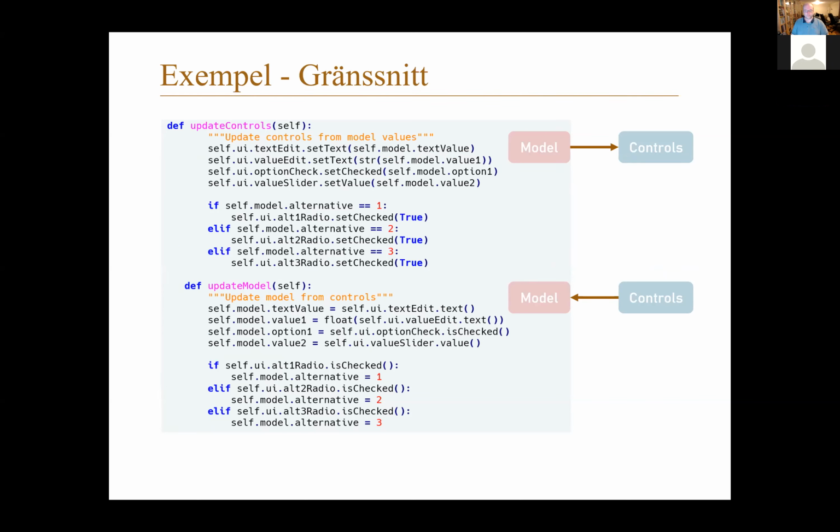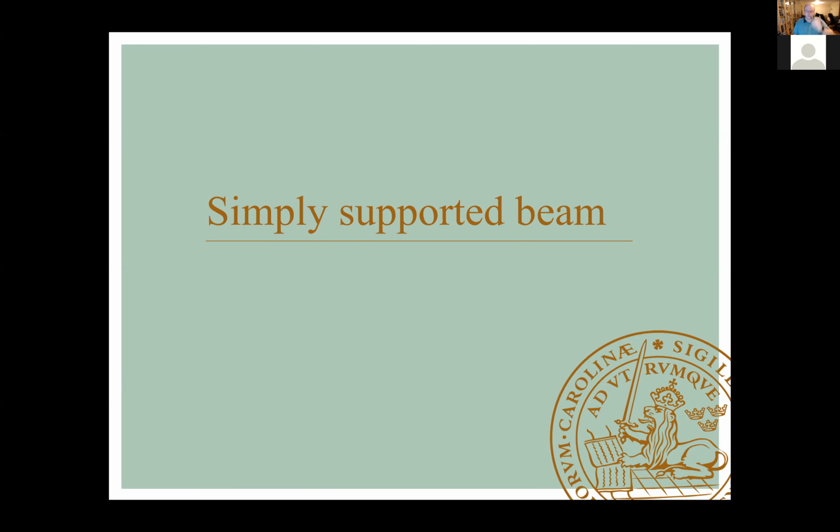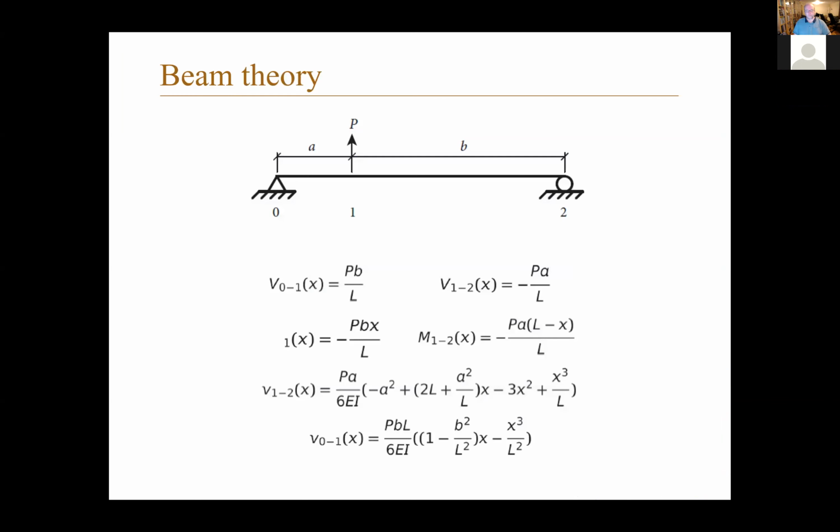And then I also have the other way around. So when the user is finished with updating the controls, pressing OK, for example, then we do the other way around. Then we assign our model properties or values from the controls. So from a single point in my user interface, I have two ways: one going to the controls and one from the controls to the model. To show this in a complete example, I created a simply supported beam example here, and you will get that code from me. It's already available on the web pages and Canvas. This is just a very simple beam theory example.